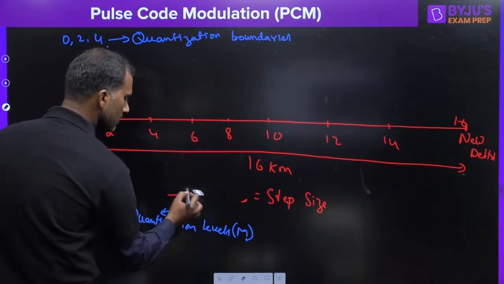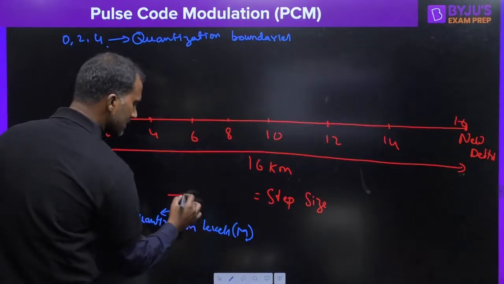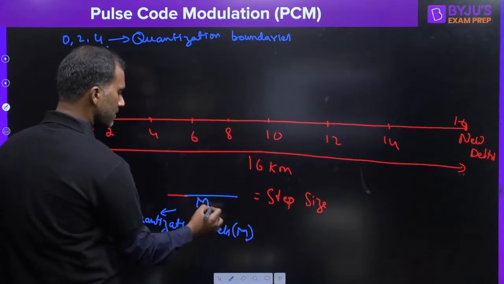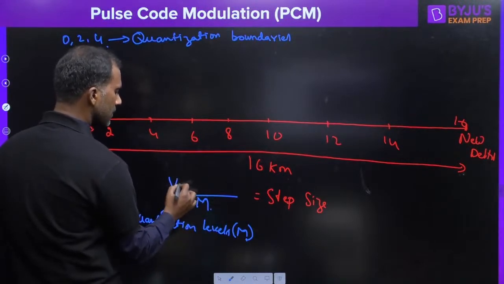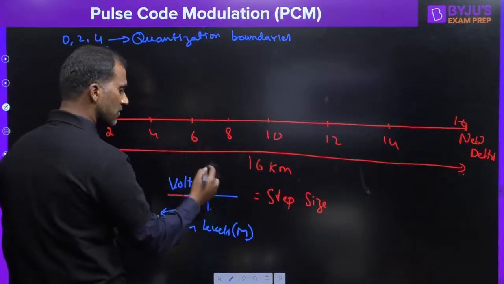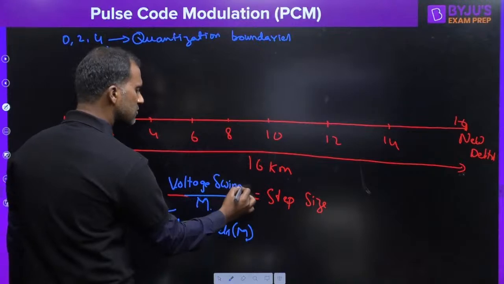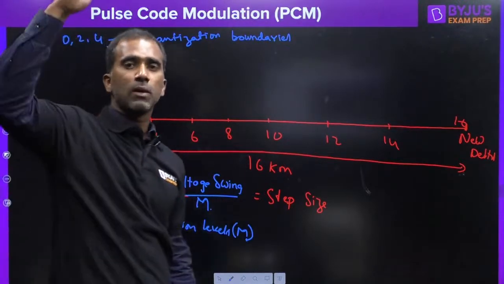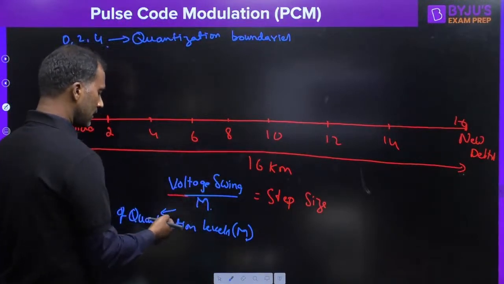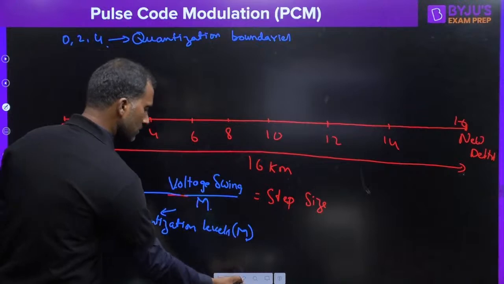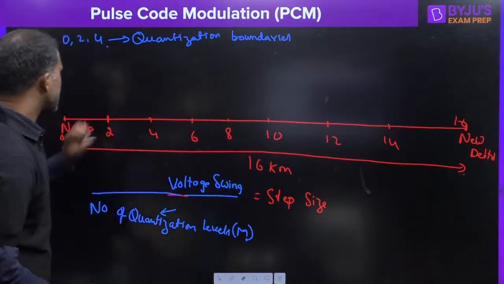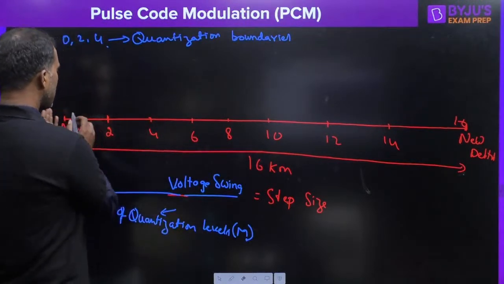Let me generalize whatever we have discussed. So number of quantization levels M, and the numerator is the voltage swing, the total range of voltages possible. Voltage swing means highest voltage minus lowest voltage, positive peak voltage minus negative peak voltage. Voltage swing divided by number of quantization levels will give us the step size. Once you get the step size, we have quantization boundaries.